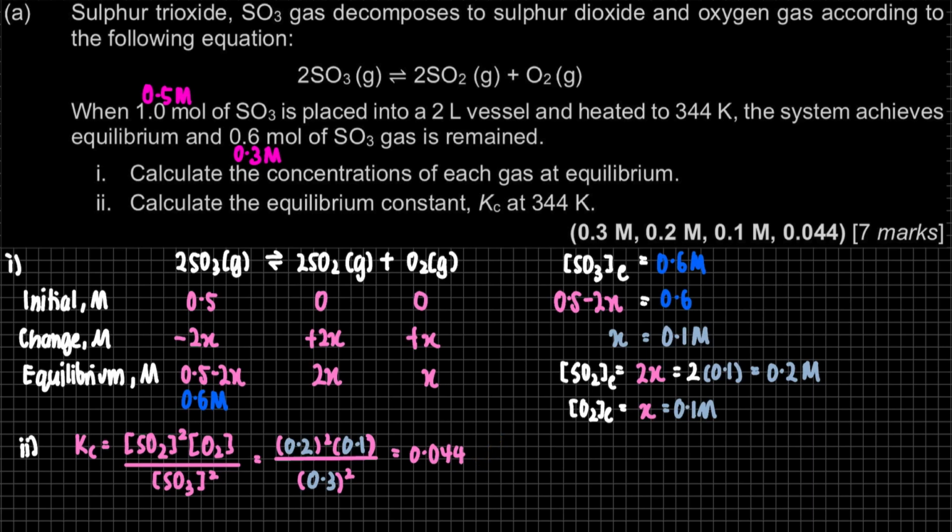So for question A, again, why do we have to do the ICE table? Because the question asks for the equilibrium. We only know about one species, so for the other species, you have to do the ICE table. That's the solution for question A.